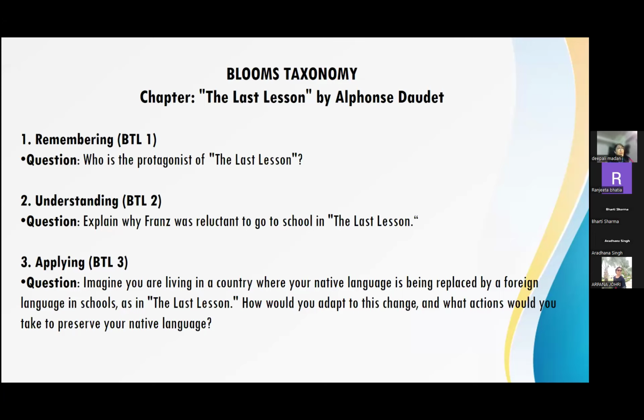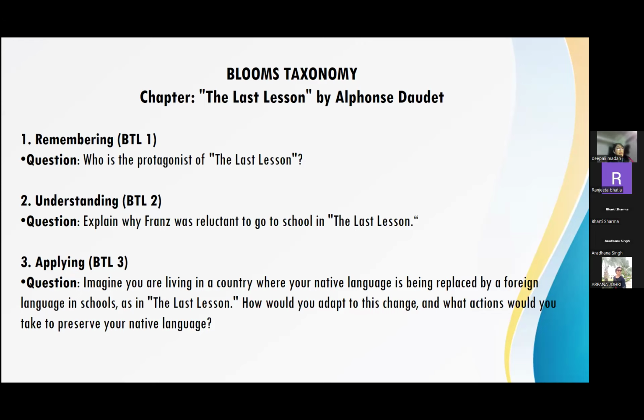Okay, so now next, I have tried to show some of the questions. I've tried to frame the questions, how they fall under different levels of Bloom's taxonomy. So the chapter is The Last Lesson by Alphonse Daudet. And the very first question, which is the basic remembering question: who is the protagonist of The Last Lesson? So very, very simple recall question, or like, who's the author of the chapter? Something which is explicitly given in the text is what is called remembering.